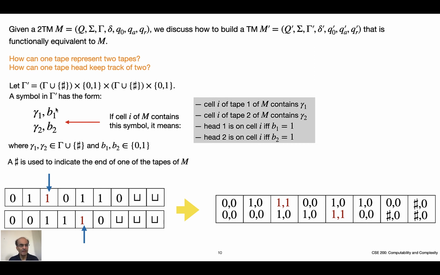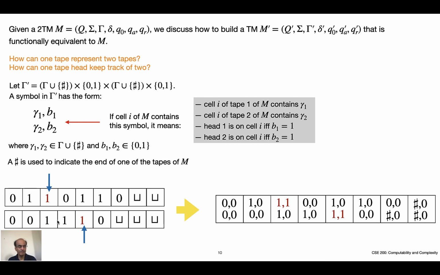Okay. What is the sharp sign for? It's just to tell us when there's nothing more on the tape of the 2-tape machine. The blanks are not quite enough to do that. We'll want something a little more firm, which is going to be this. So let's see how this translation would work.